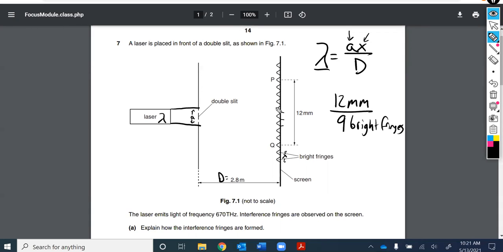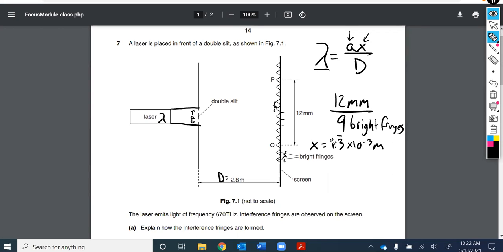But we're calculating the distance between any two of these, so how many of those distances does it take to get from that one to this one? There's 1, 2. So it's actually 9 of those distances in these 12 millimeters. So 12 millimeters per 9 lengths means each length is 1.3 repeating millimeters. And so that's what X is.